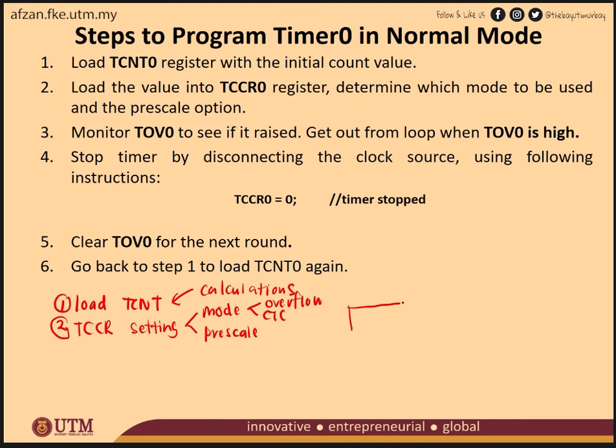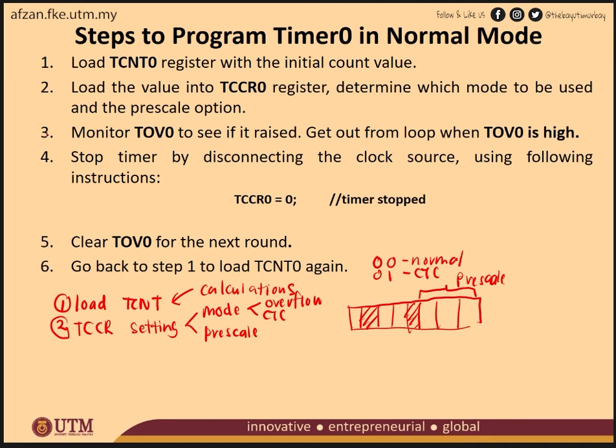So you need to know this is your TCCR register. Bit 6 and bit 3 will determine your mode. If you put 00, it is normal mode or overflow. If you put 01, you're going to use the CTC, while the last 3 bits here are your prescaler. This one is for the prescaler.